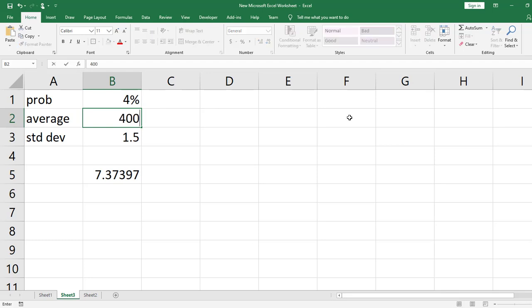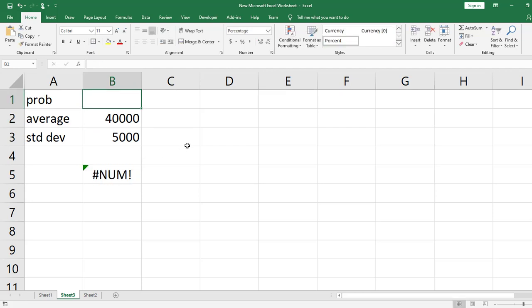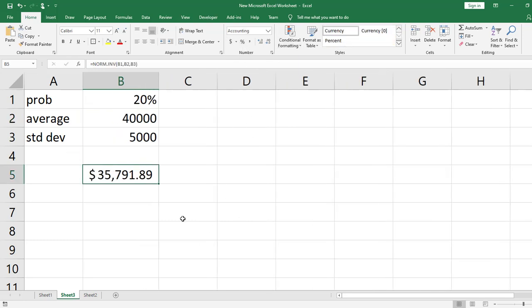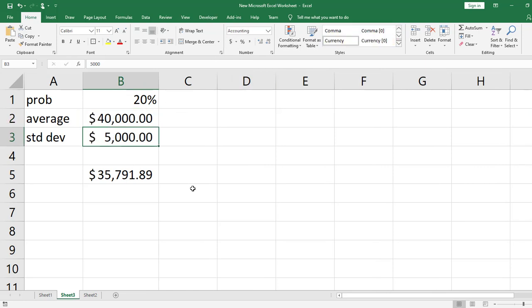So let's set our bonus at 40. Let's imagine that on average they make 40,000 in sales with a standard deviation of 5,000. And let's say that we want to give 20% of our workforce a bonus. If we put 0.2 in, we find this is the result. Oops, not a percent, a dollar sign. 35. We want to give anyone who makes at least 35, maybe we'll round that to $36,000 in sales, a bonus. But wait a minute, that's less than the average.